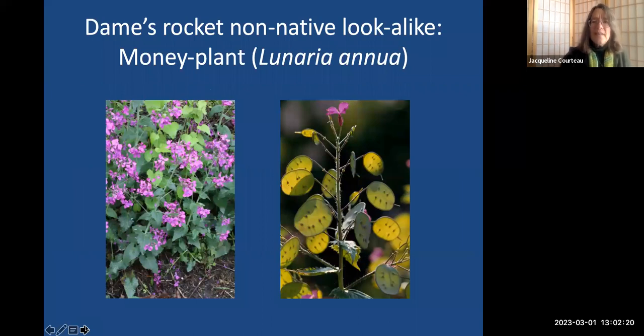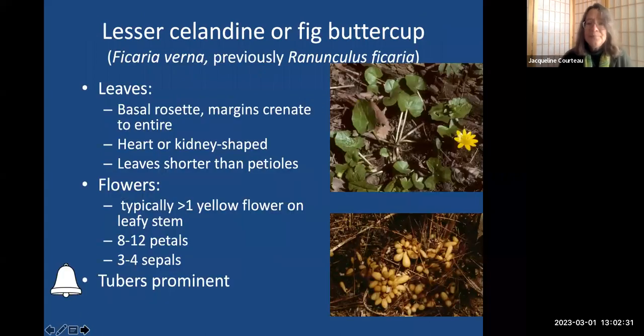Just a quick aside on another non-native look-alike in growth form to Dame's rocket, there's a new up-and-coming invasive called money plant or Lunaria annua to be aware of.